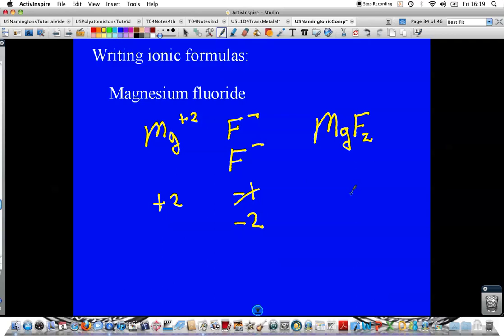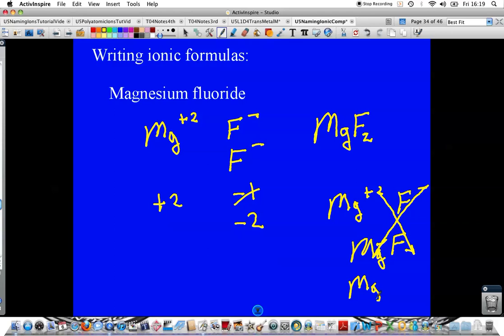Okay. Now that one I could have also done with the crisscross method, so let me show you that real quick. Okay. So I write the ions and I write the elements together without their charges. Then I crisscross the charges without the plus or the minus, and I bring them down. And so I get Mg1, but I don't write the 1, F2. And that would be the formula for magnesium fluoride.